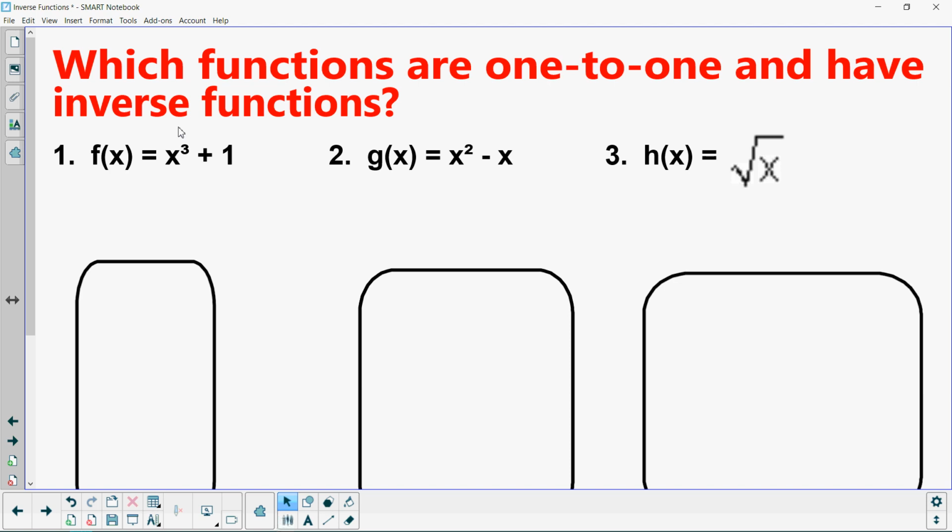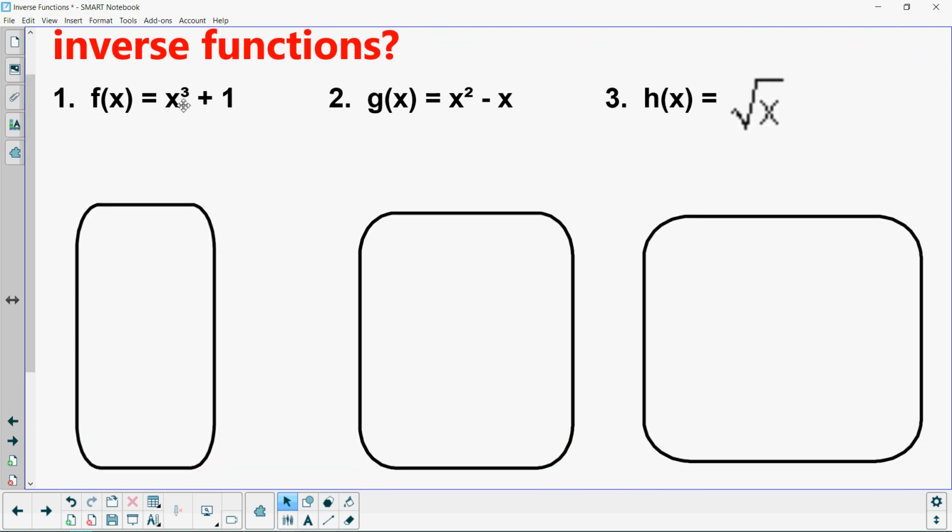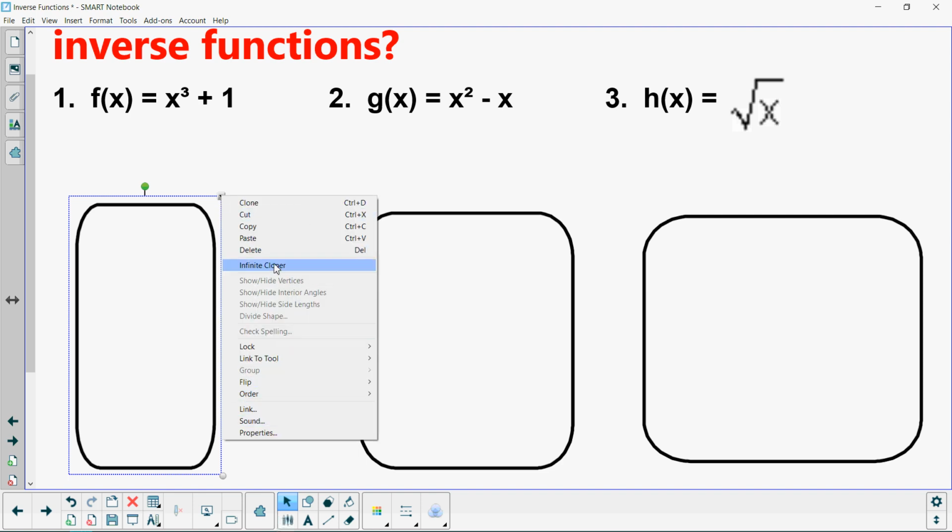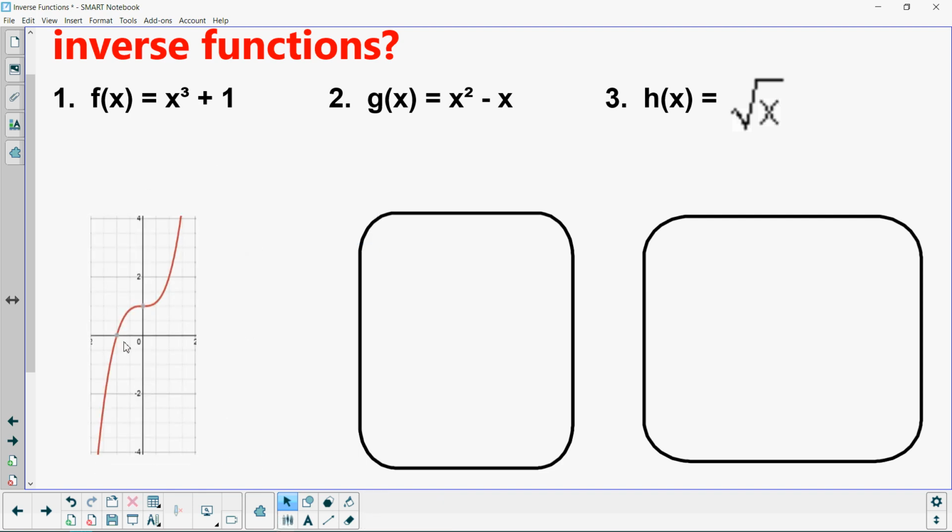So if we look at f of x equals x cubed plus 1, the first thing you want to do is graph that. I would just plug it into Desmos or a graphing calculator so you can look at it. So we'll pull this. Here's our graph. If we do our horizontal line test on this, we can see that the original function, f of x equals x cubed plus 1, will pass our horizontal line test. So that means that this will have an inverse function because it's one-to-one.